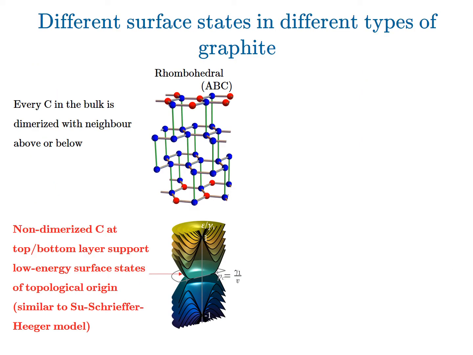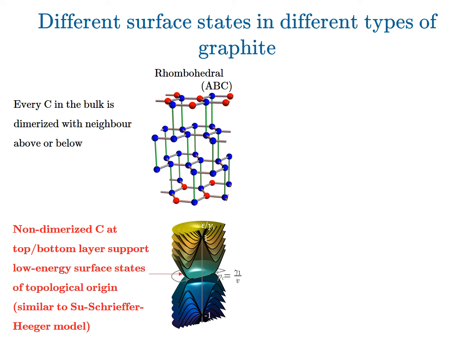Here I present the difference between Bernal and rhombohedral stacking order in graphite. For convenience, I will focus on thin flakes of graphite, but all the content of my talk applies equally to the surface of infinitely thick bulk graphite. In rhombohedral graphite, every atom is dimerized with a neighbor just above or below it. For thin films, this leads to shifting of bulk bands to higher energies.